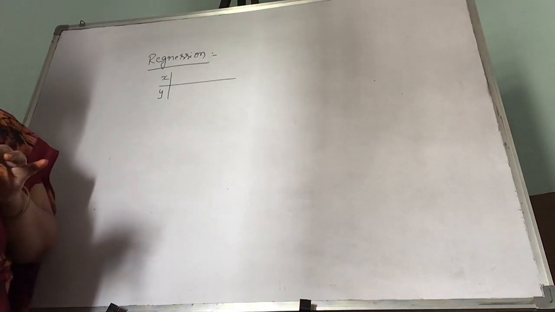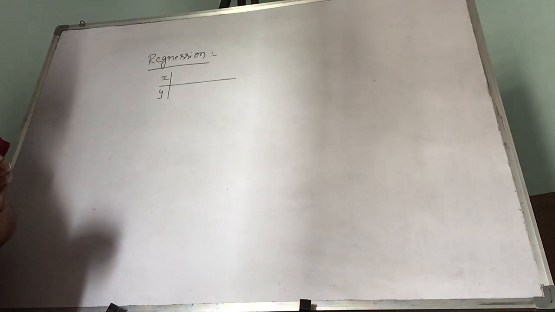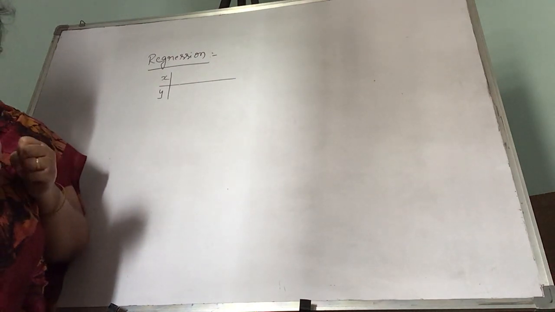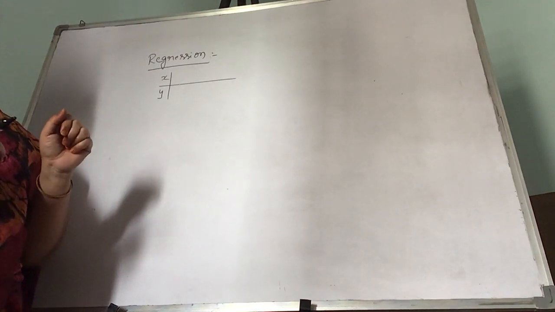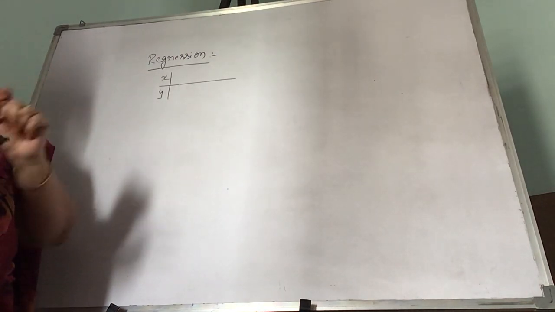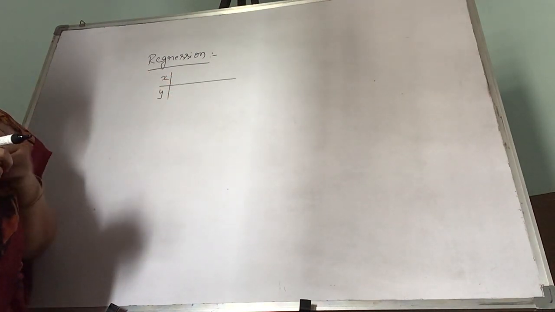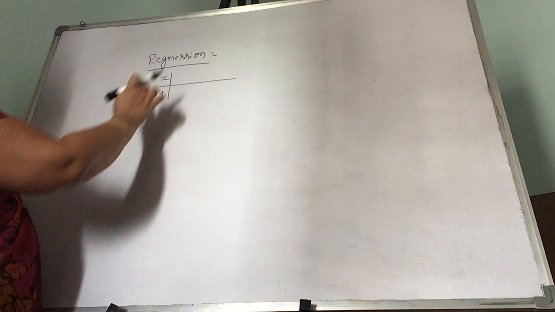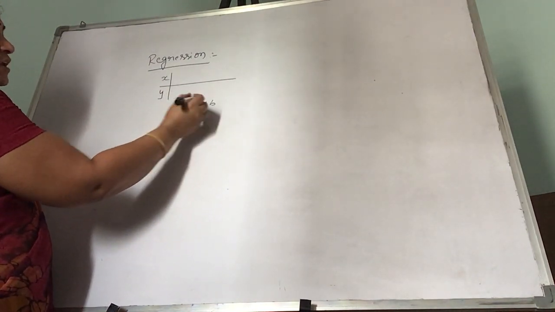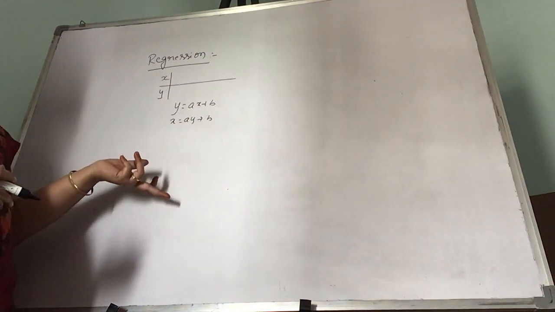First of all, we discuss simple linear regression. In simple linear regression, there is a linear relationship between two variables. Only two variables are involved, and they are related along a straight line. That is called the regression line, or simple linear regression. That means the two variables are related along a straight line, y = ax + b, or x = ay + b. These two are straight lines.